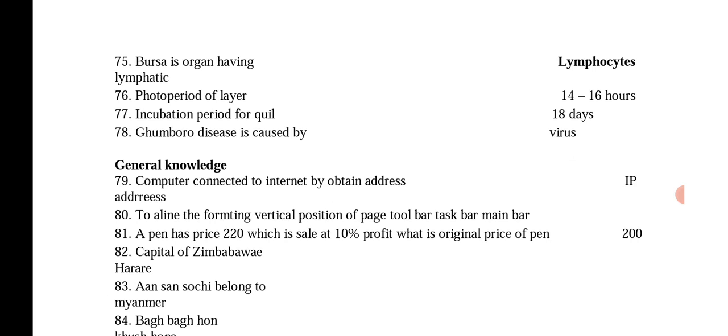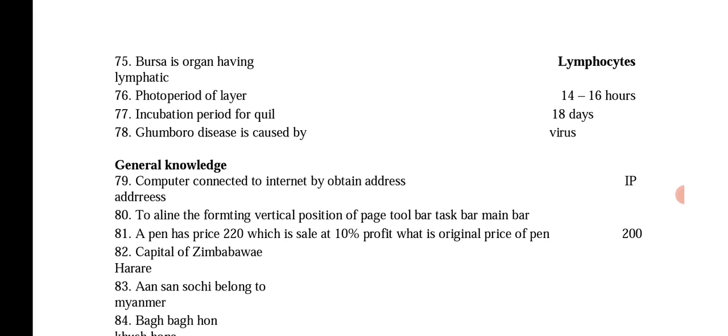The photoperiod for broilers is approximately 22 hours, with only 2 hours of rest period, and in common practice broilers are subjected to 24 hours of day length. The whole day they are provided with light in the case of broilers, but layers are subjected to 16 hours of photoperiod. The incubation period of quail is 18 days.